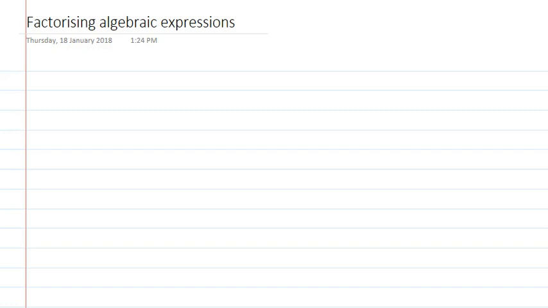So we're going to be pulling out the highest common factor from the expressions of two or more of the terms that are within the expression. So we're looking for the largest factor that divides into all the numbers with no remainder. So let's just have an example here. Let's go for 25a plus 10ab.